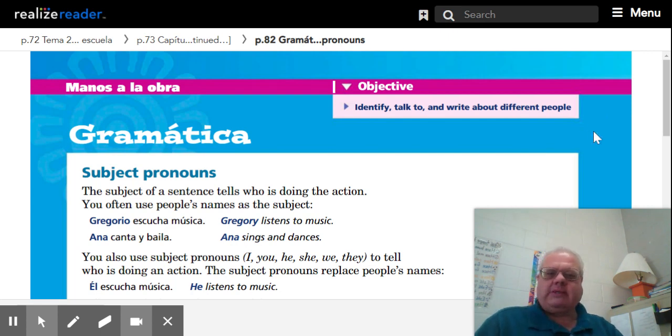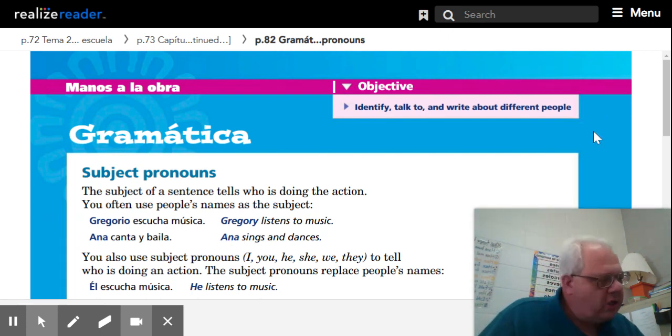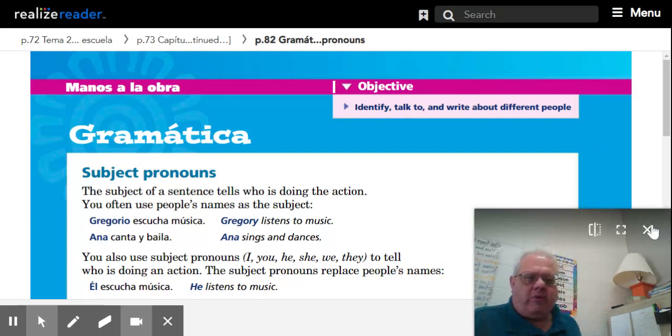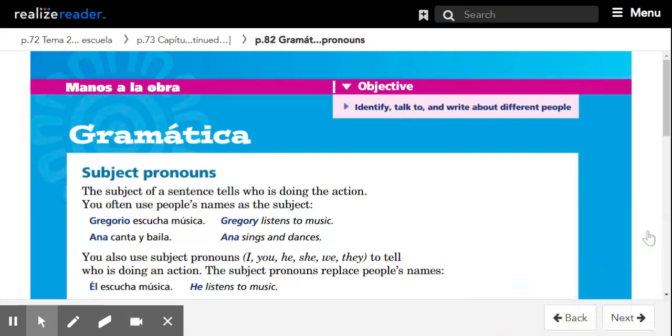Today we're going to talk about subject pronouns in Spanish, and this material can be found in the book on page 82. Today's lesson is going to be very important because we can't move to the next step until we have learned what subject pronouns are and how they are applied.